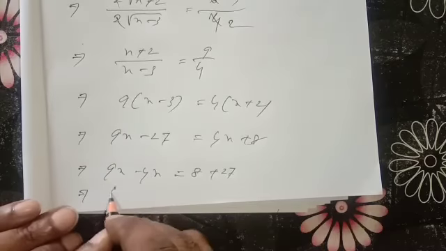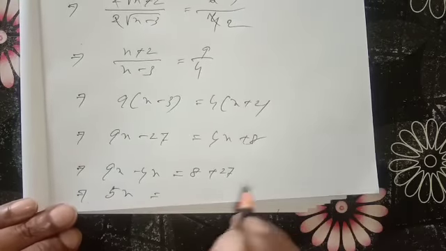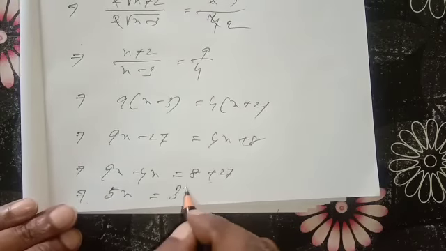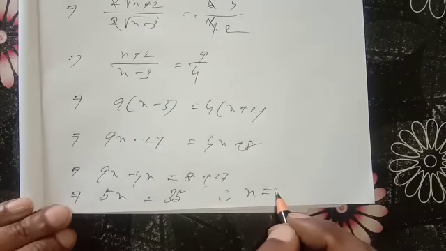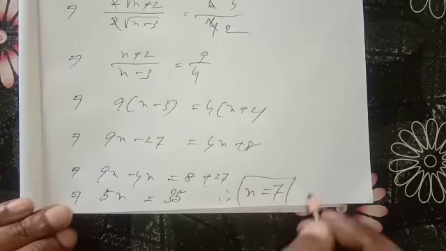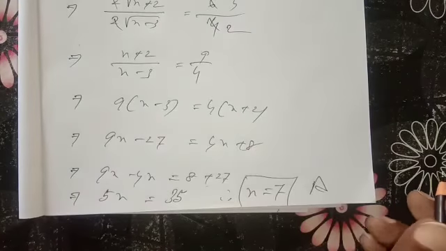9x minus 4x means 5x is equal to how much? 27 plus 8 means 35. So what is the value of x? x is equal to 35 by 5, which means 7. This is the answer of question number 1. I think it is clear for you.